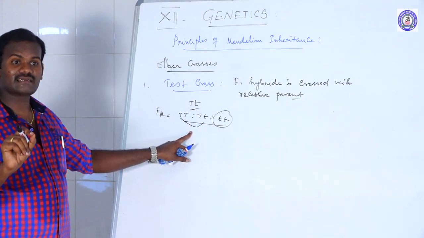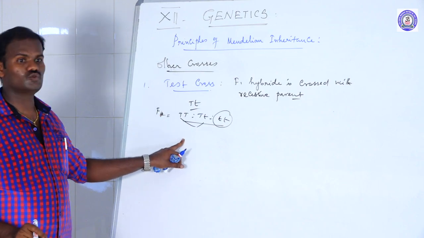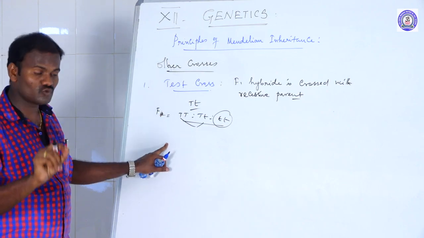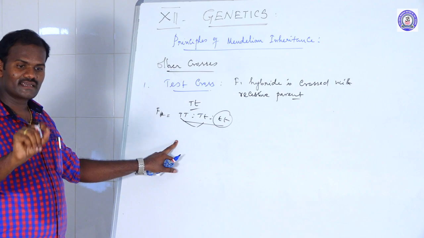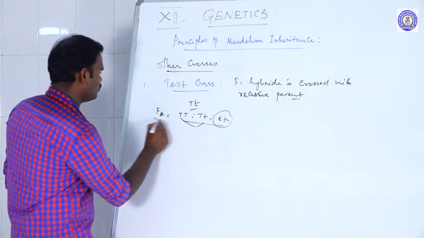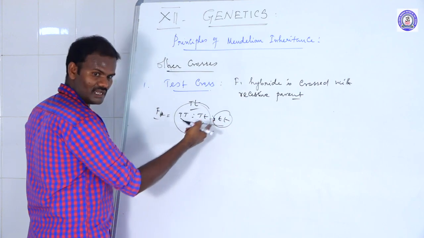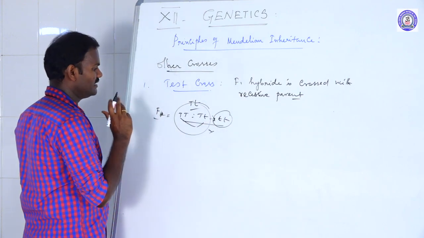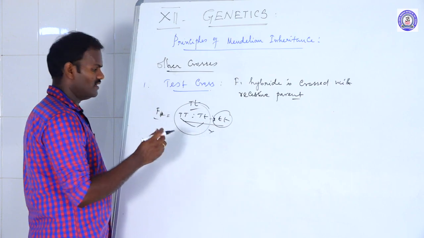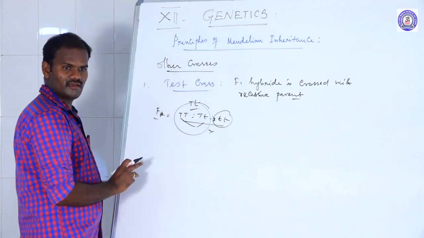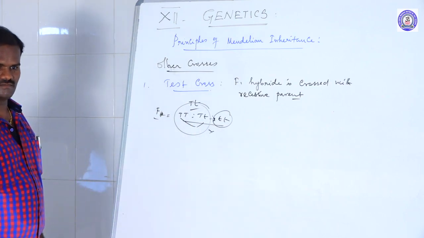So to determine the genotype of the dominant character, Mendel crossed the F2 hybrids, the tall plants, with a recessive. The F2, both of which are tall, are crossed with a recessive, so we can easily predict the genotype of the dominant characters.